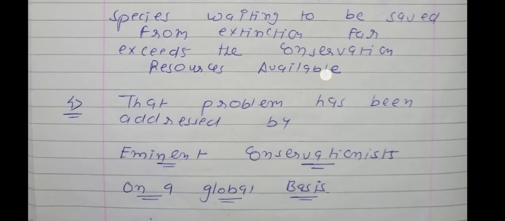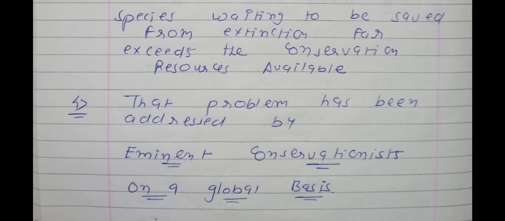Now point number 4: we can say the problem has been addressed, meaning said or proposed, by eminent, meaning the best, conservationists on a global basis. Global basis means at the international level. So on the first page there are four main points. Again we are going to revise all four points.